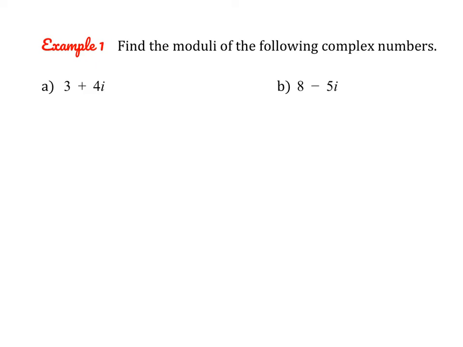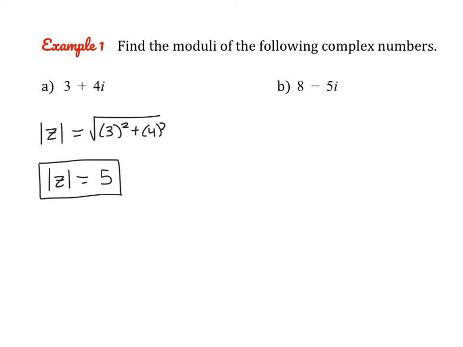So let's practice finding the moduli of these two complex numbers. Again, it's really easy to do. It's just Pythagorean theorem. So for that first one, it's going to be the positive square root of 3 squared plus 4 squared, which we know this is like a 3, 4, 5 triangle. It should be 5. And that's all there is to it.